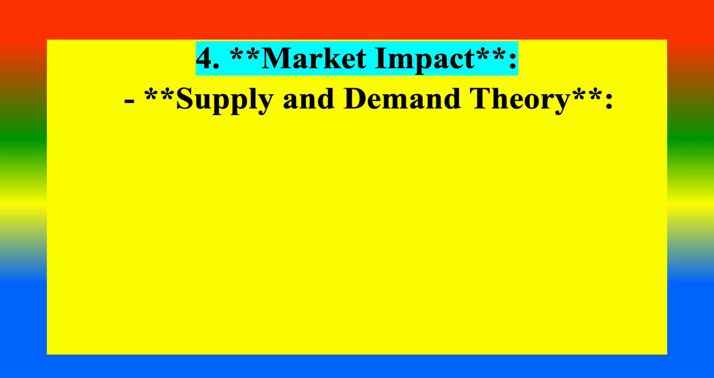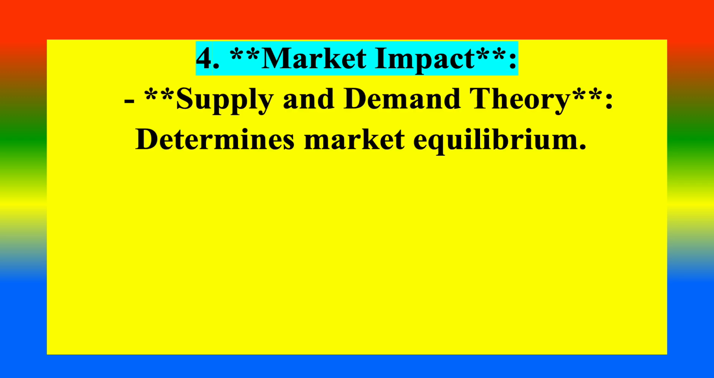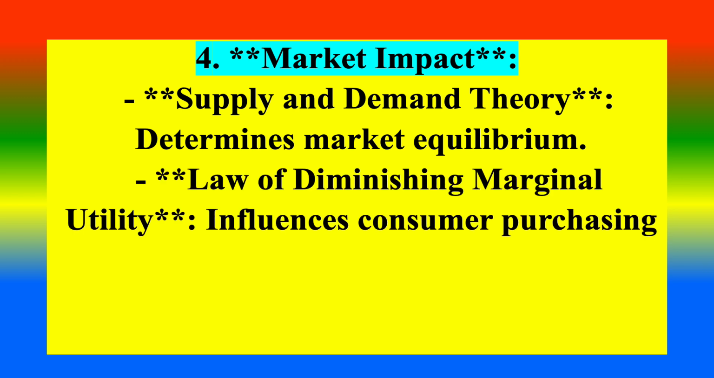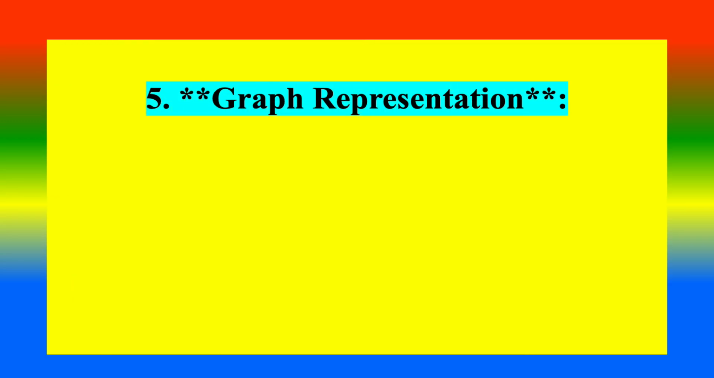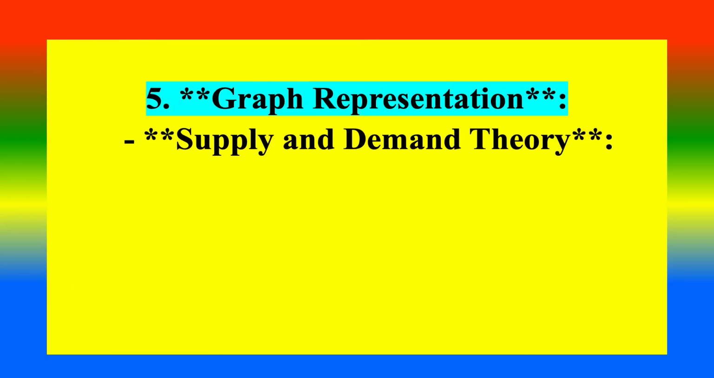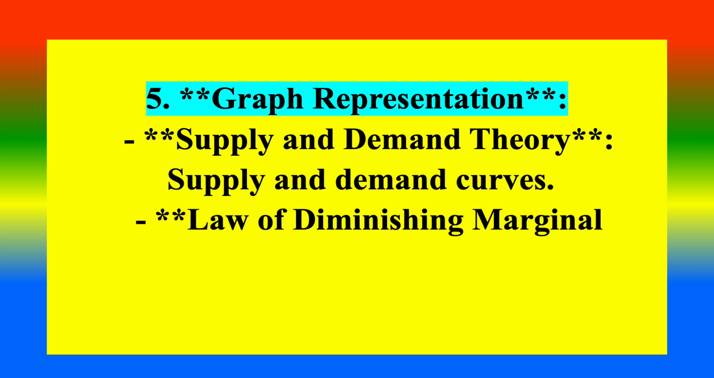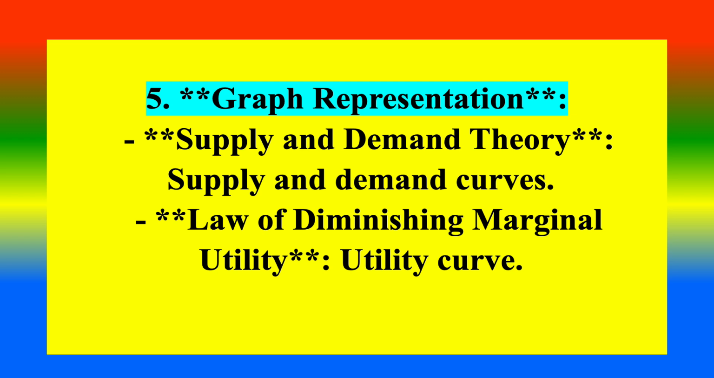Four, market impact: supply and demand theory determines the market equilibrium. The law of diminishing marginal utility influences consumer purchasing decisions. Five, graph representation: supply and demand theory uses supply and demand curves, the law of diminishing marginal utility uses a utility curve.